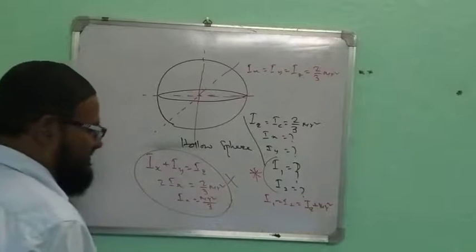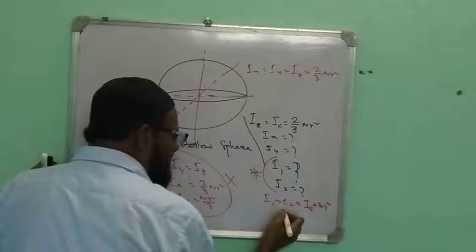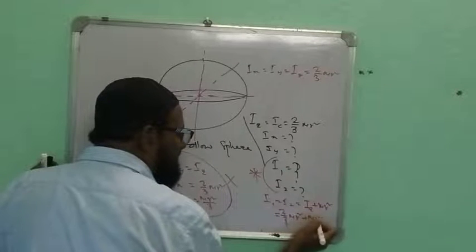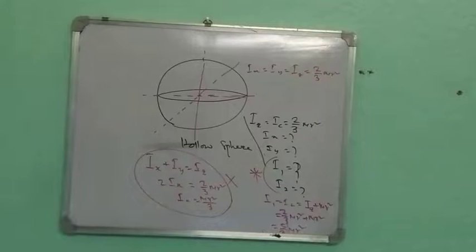What is Iz? Iz is 2 by 3 m r square, and this is m r square. What is 5 by 3 m r square? This is the answer. Please write down: 5 by 3 m r square. Clear?